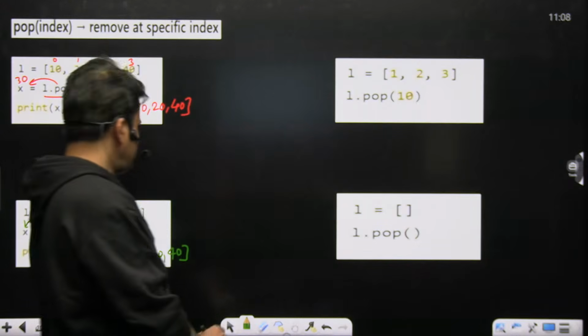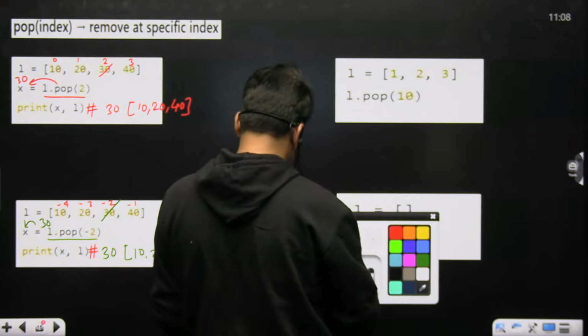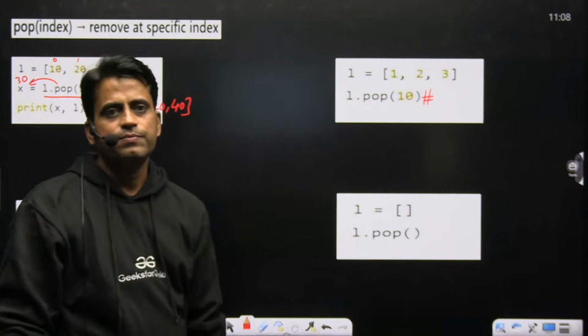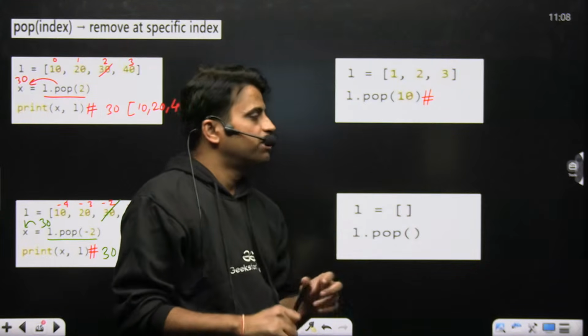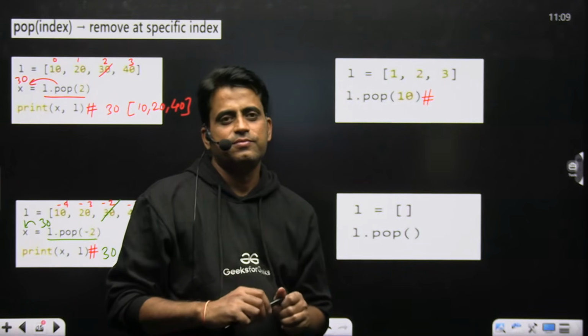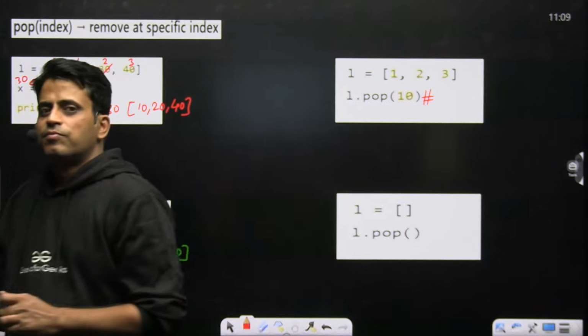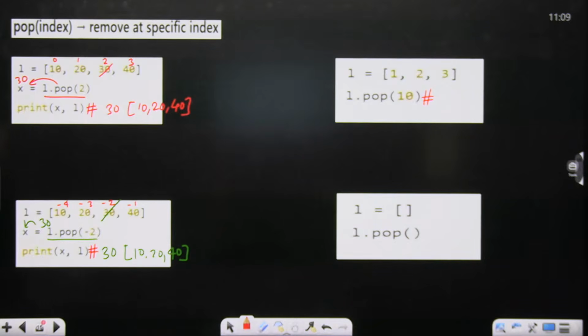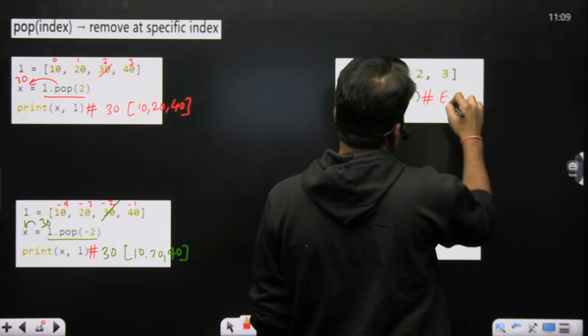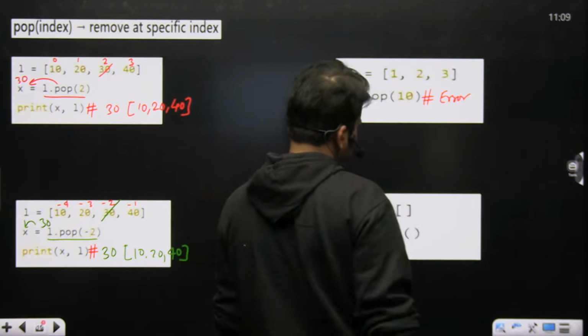What is the output of this one, student? Yes, L dot pop 10. L dot pop 10. Yes, this is an error, student. Index out of range. Index out of range. So this is an error because index out of range.